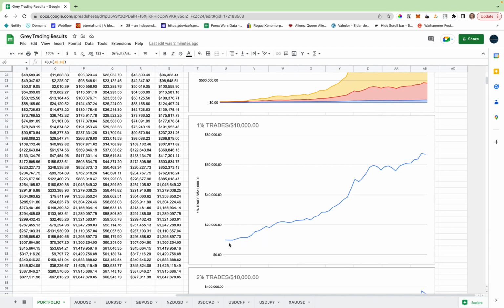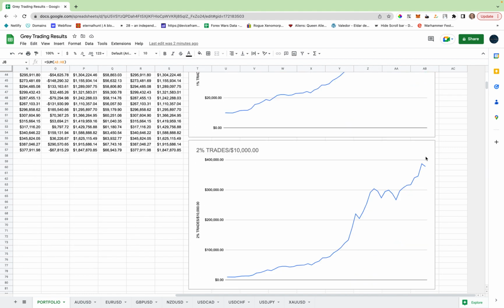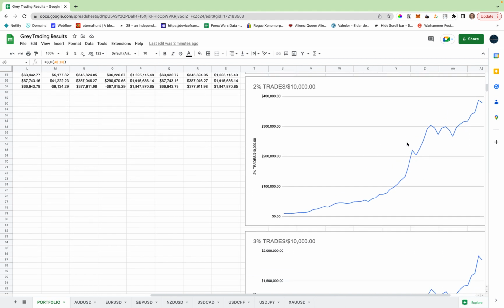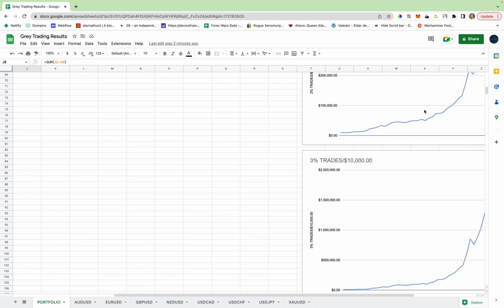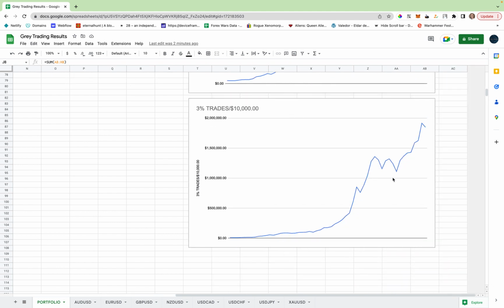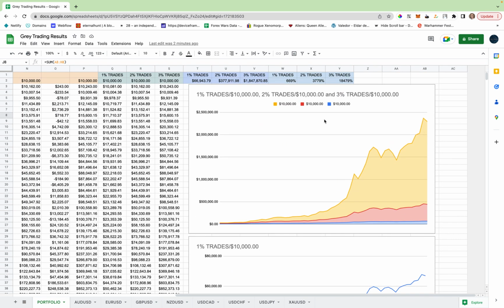So we can look at the graphs here. This is the 1% starting with 10 grand, getting to over 50 grand, about 66 grand. On the second, the 2% one, we're getting close to £500,000, and on the third one, we're getting well over £1 million. We're going towards 2 million. Okay, so that's how the risk breakdown of all this works.